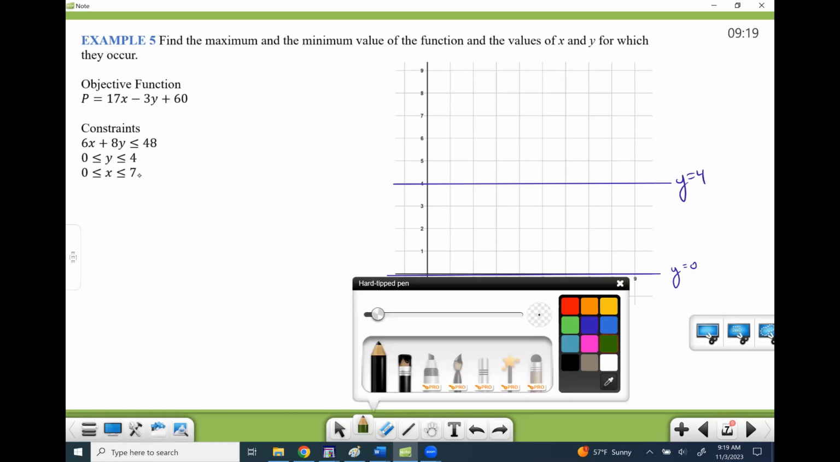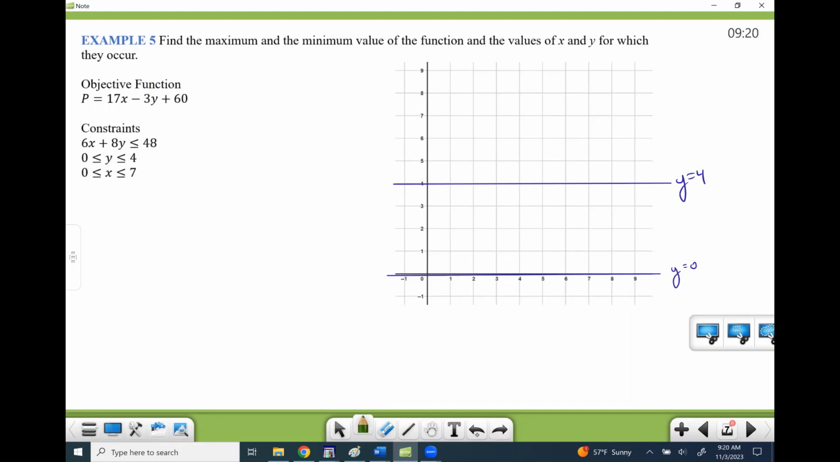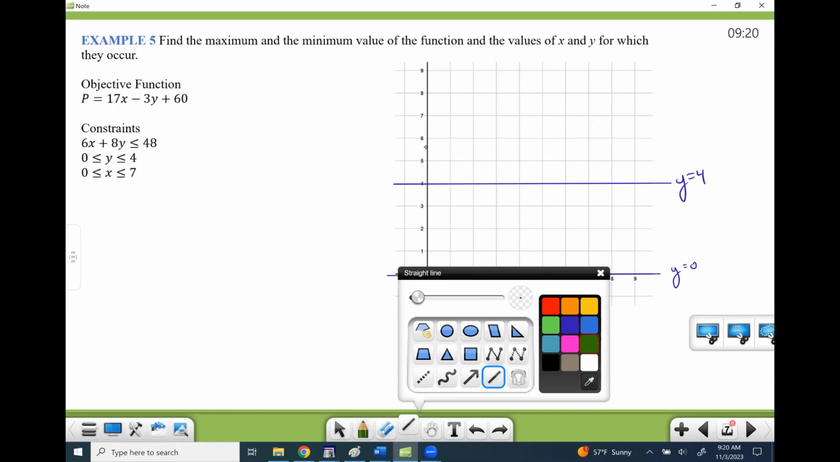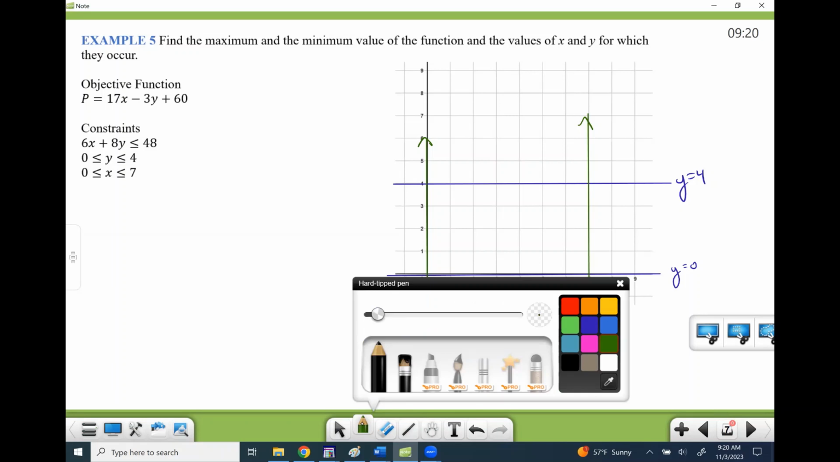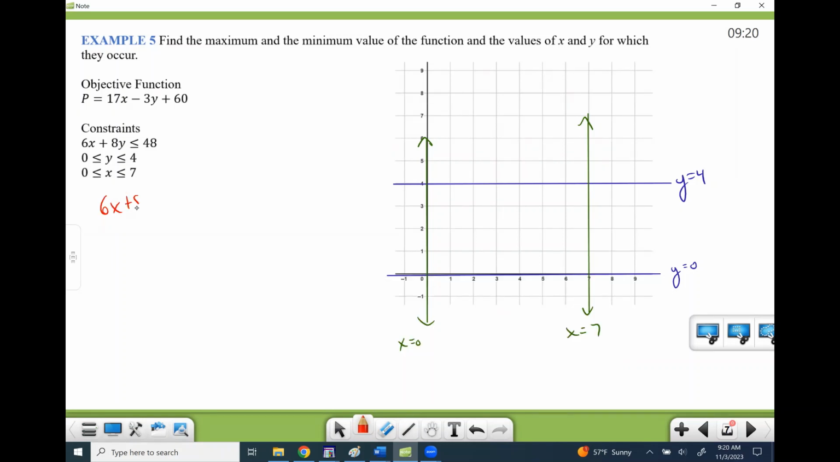Okay, so let me go to green and we'll do x is 0 and x is 7. So x equals 0 is the y-axis, and x equals 7 would be like right here. So this is x equals 0, and this is x equals 7. Now we have to take our inequality. Maybe we'll make that red. So we're going to take the 6x plus 8y is less than or equal to 48 and do what we've been doing. We're going to isolate the y.